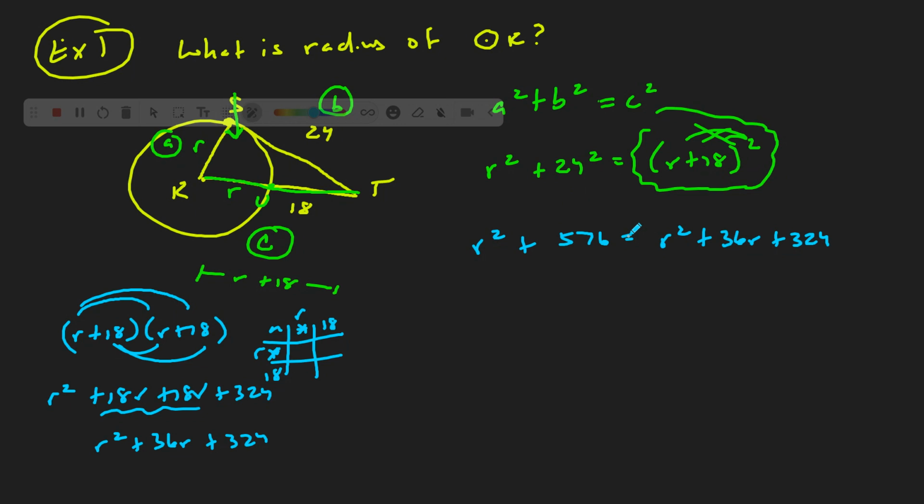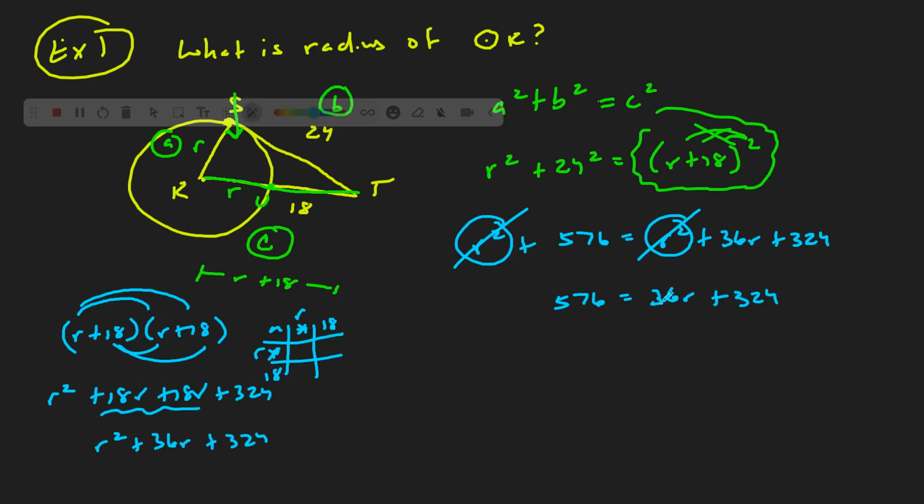And now, typically what I would say is, hey, this is a quadratic, let's get everything to one side and make one side 0, if you recall from your algebra days. However, if you look, both sides have a single R squared. So if you looked to combine those R squareds by subtracting R squared on both sides, they would just cancel. And now we're left with 576 equals 36R plus 324.